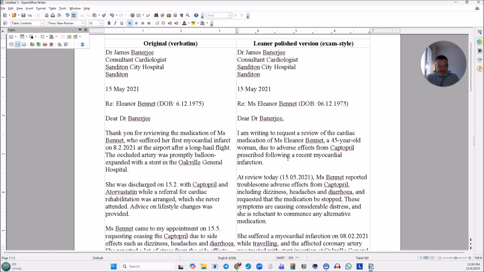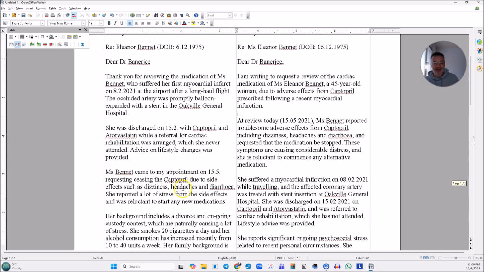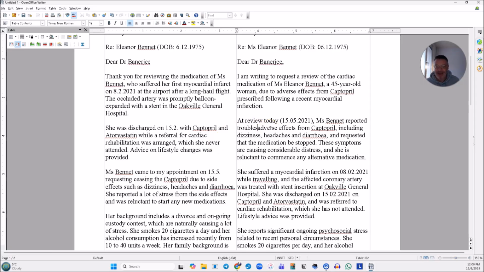Okay. Now, I didn't put the discharge because that's not the important thing, is it? So, at review today, and obviously in the exam it'll be today's date, reported troublesome. Now, again, I have to keep an eye on this. Troublesome, adverse, it's basically what it's saying. Reported adverse effects from captopril.